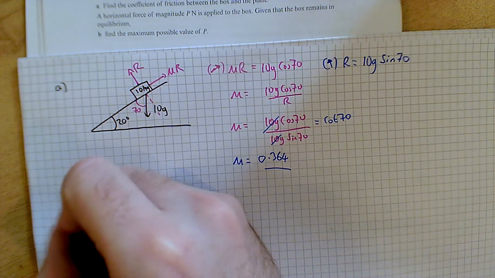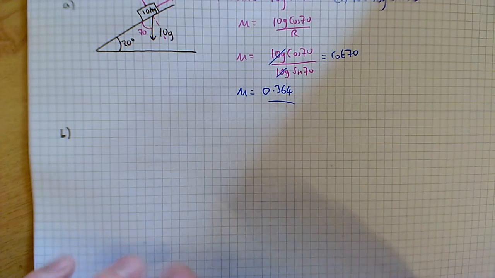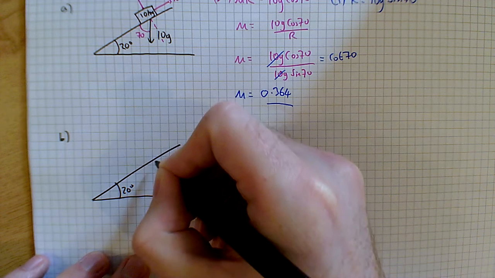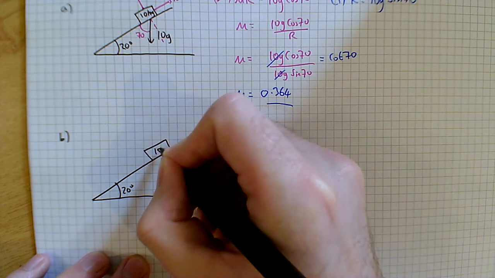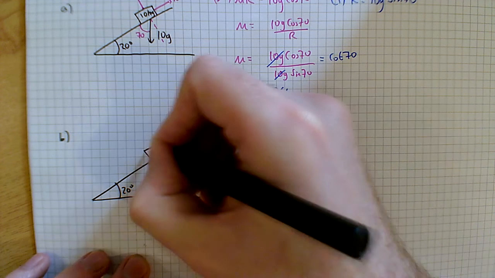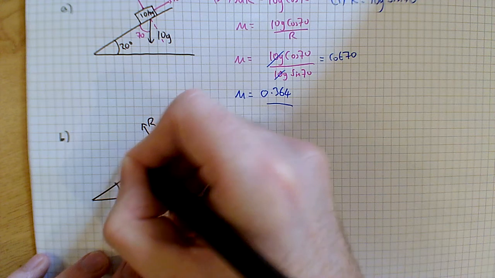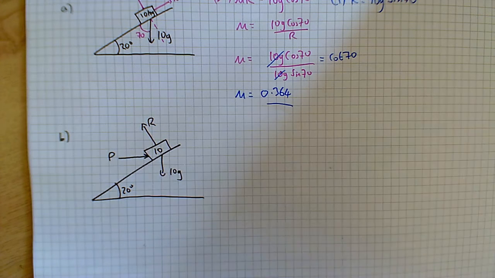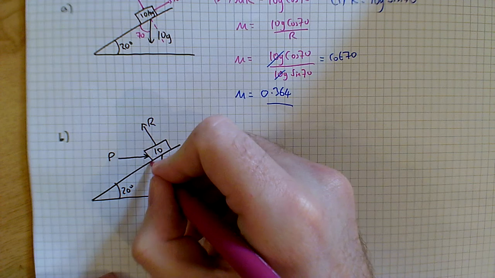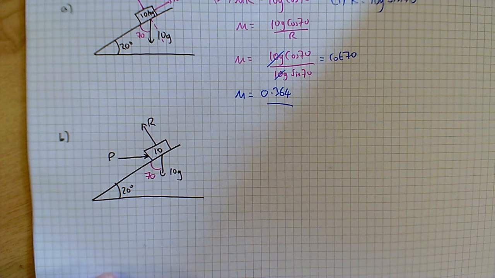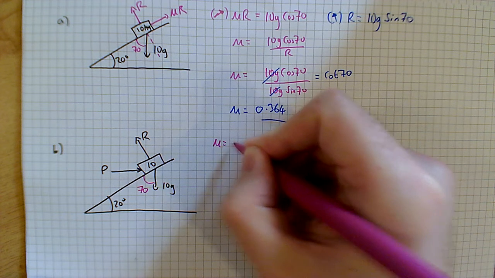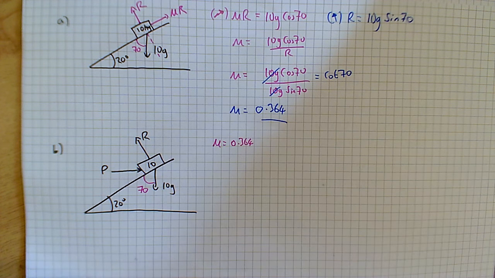Okay, I'm going to draw exactly the same diagram, but things are going to be slightly different. 20, 10, 10g, R, and then we've got this force coming in at the horizontal, which we're calling P. So we've popped in these forces, 70, and then we know from the first bit that mu is 0.364 to 3 significant figures. Now, that's not going to change.